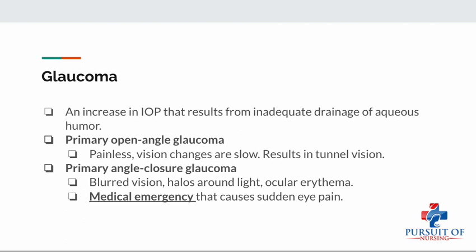This type of glaucoma is treated with miotic eye drops that constrict the pupils and thus decrease the production of aqueous humor, keeping that intraocular pressure within normal range. As opposed to primary angle closure glaucoma, which is a medical emergency. It causes sudden eye pain. This patient is going to have blurred vision, halos around the lights, and ocular erythema. In patients with glaucoma, it's very important to avoid any anticholinergic medications because those medications are going to increase the intraocular pressure. So for the NCLEX, certainly know the difference between primary open-angle glaucoma and primary angle closure glaucoma.